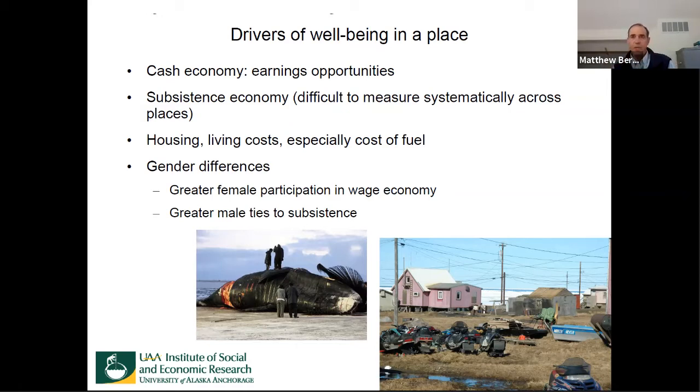And so we understood that drivers of well-being in a place, what made people want to be in a place, it's more than just the cash economy. It also includes living costs and the subsistence economy. So people really did care about that, and that was a big cost if you moved from a rural area where there was less cash economy, more subsistence, to an urban area where you couldn't do subsistence very well, but the cash economy was much stronger.